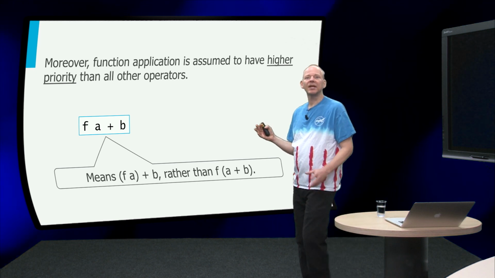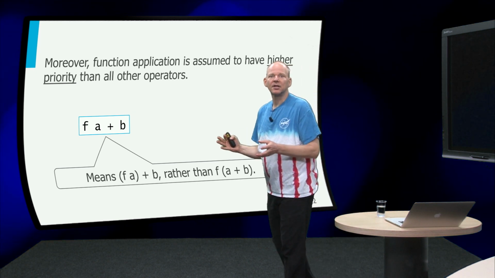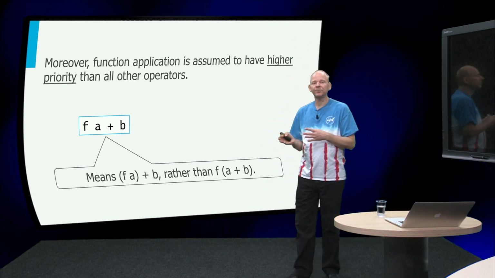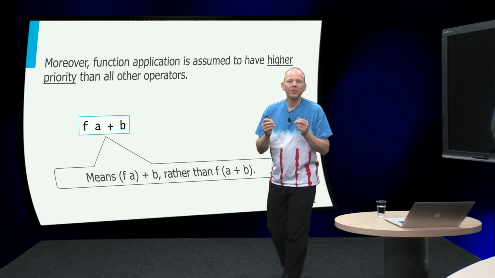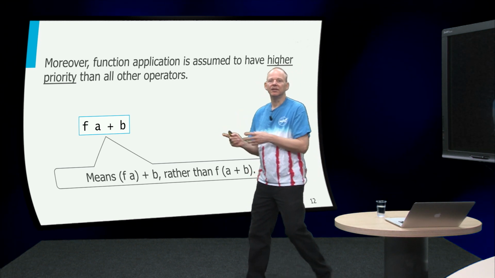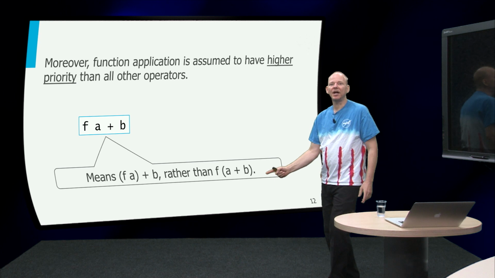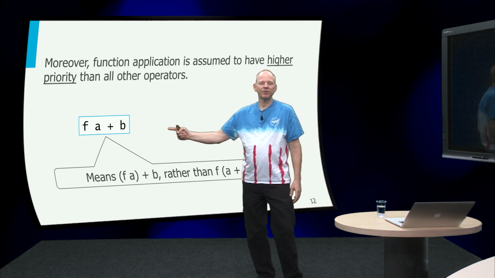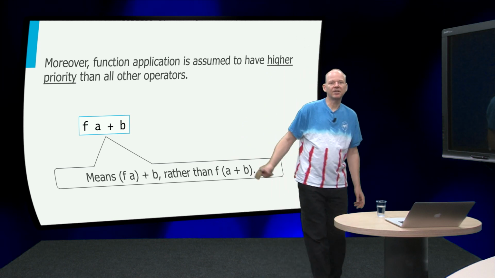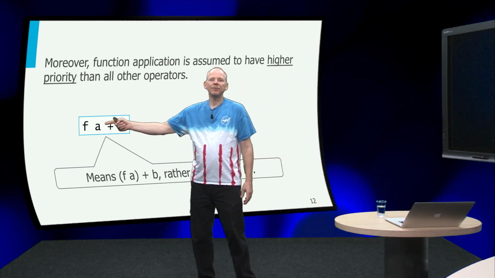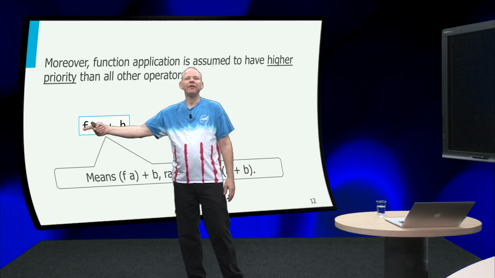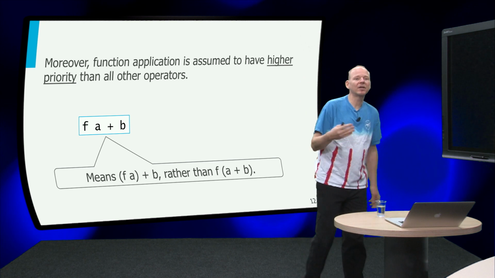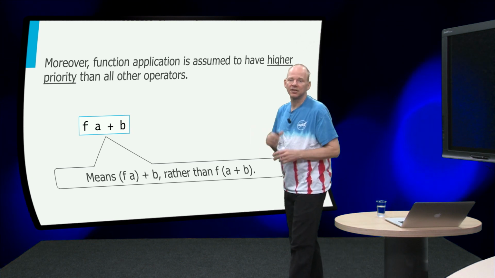Also, function application binds stronger than any other operator. So if you see f a plus b, that means f applied to a, plus b. So it doesn't mean f applied to a plus b. Okay, and people have to get used to this. So this doesn't mean f times a plus b. It means f applied to a, plus b. So that's kind of similar to multiplication binding stronger than addition.